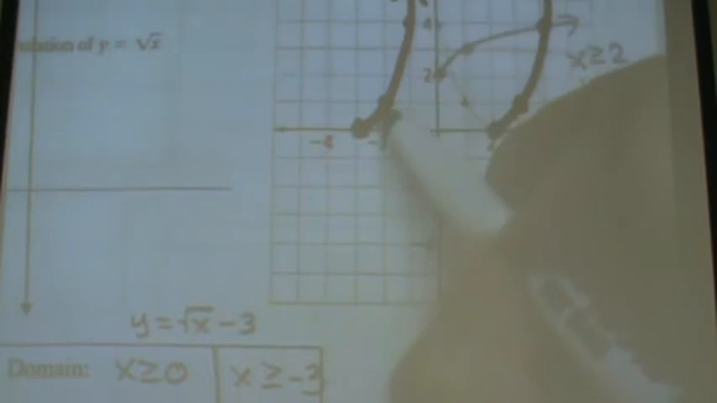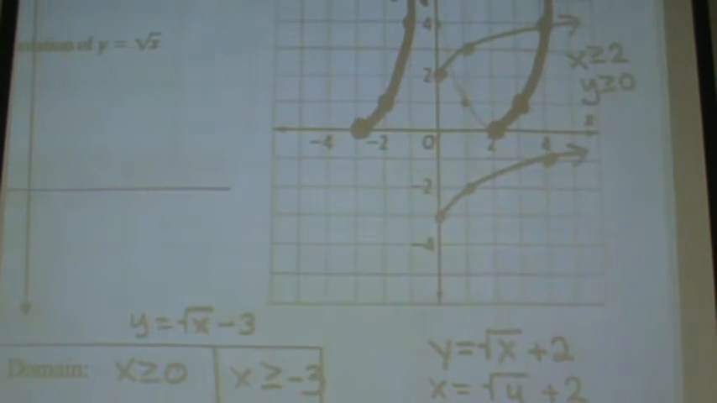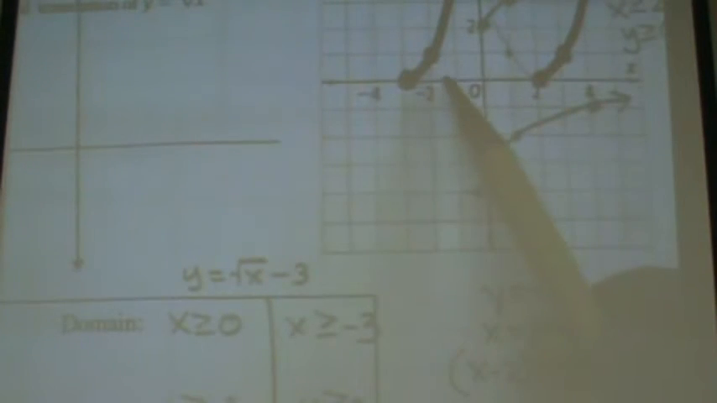I think it's easier to think of it like you know it's going to be a parabola, so you know how to draw it.